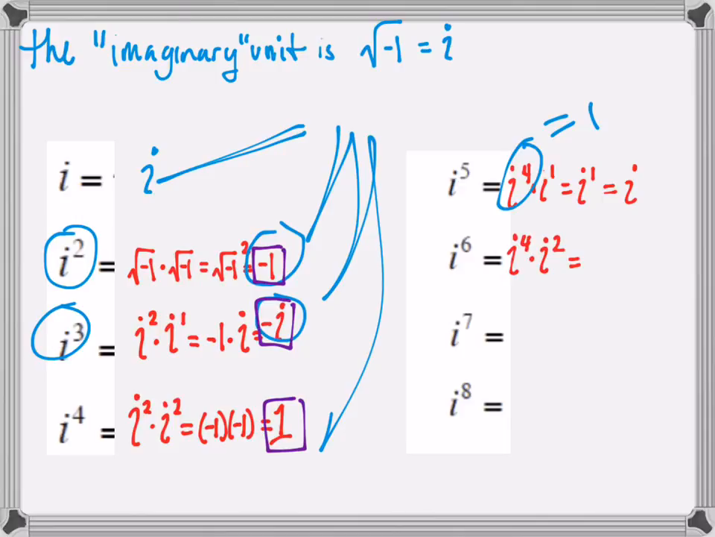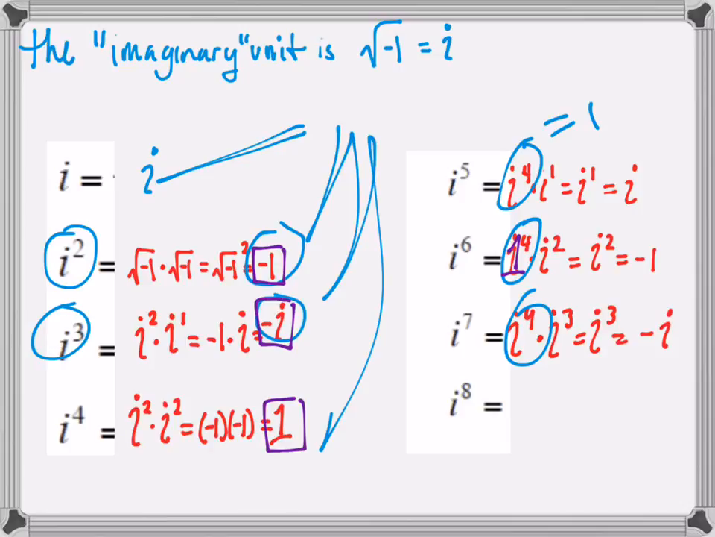Same with i to the sixth. i to the fourth is equal to 1, so that's really 1 times i squared, which is negative 1. i to the seventh, well, this is like a 1, so it's really just i cubed, and then i cubed is really negative i. i to the eighth is i to the fourth times i to the fourth, which is 1 times 1, which is 1.